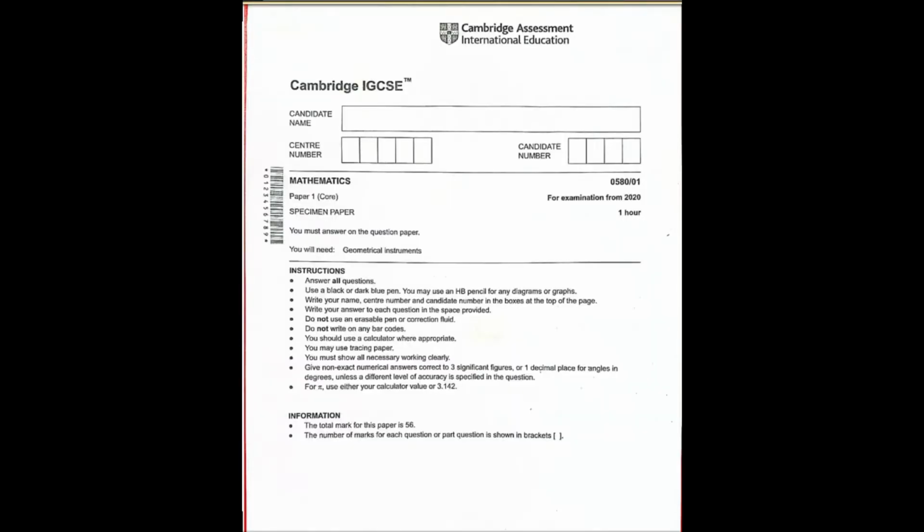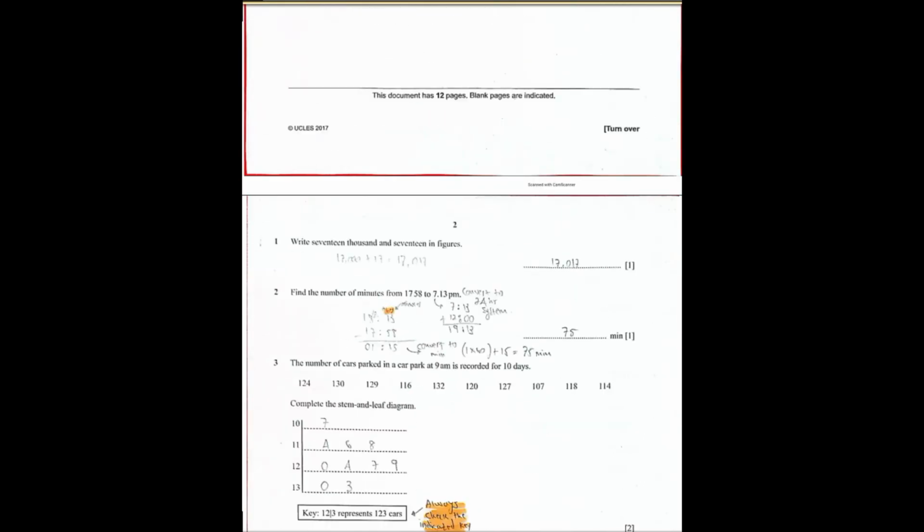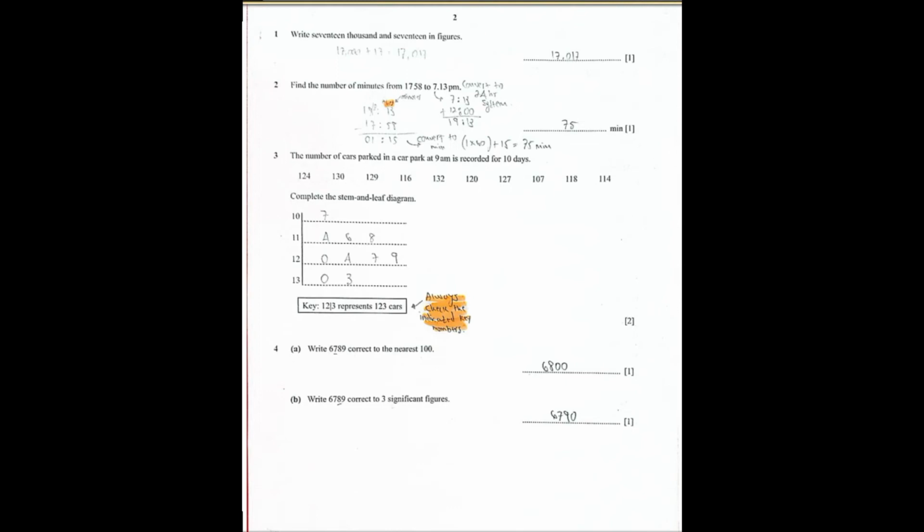Hello everyone. So today we will discuss Mathematics Specimen Paper 1 for examination from 2020. Moving on to our very first question, it's pretty simple. Write 17,017 in figures. And question 2 says, find the number of minutes from 17:58 to 7:13 p.m.